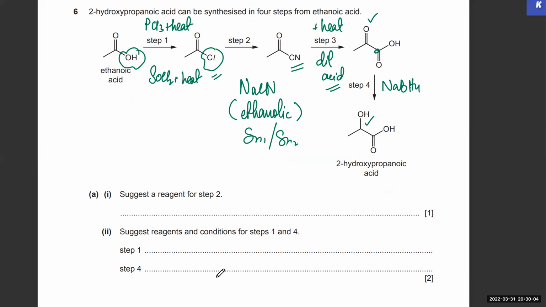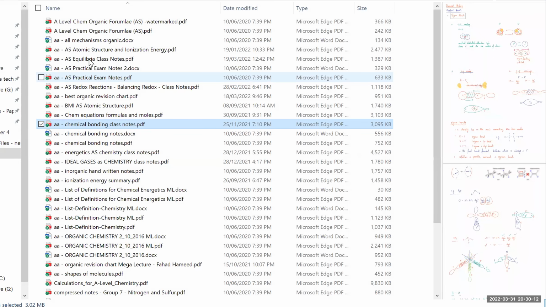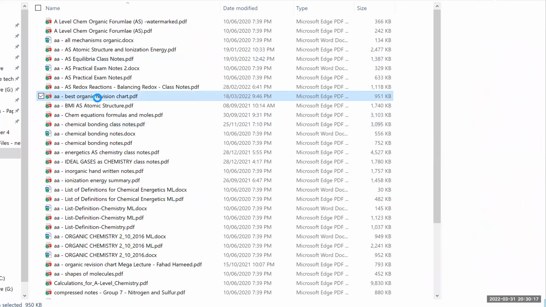So remember, I just wanted to open a, and let me explain this as well. So you can just go through the notes as well.